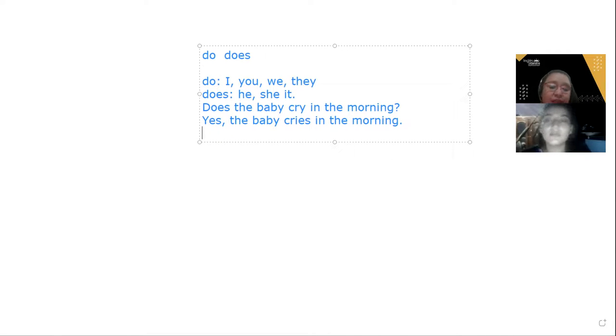Ah, entonces, correcto. Si es negativa, no, the baby. Acá sí utilizamos el auxiliar y la partícula negativa, not. En forma contractada sería, no, the baby doesn't cry. Como llevamos el verbo auxiliar, does, entonces el verbo va en su forma base. No cambia para nada, porque lo que ha sufrido el cambio es el verbo auxiliar, porque el verbo original es do, pero para tercera persona le agregamos es, ¿de acuerdo?